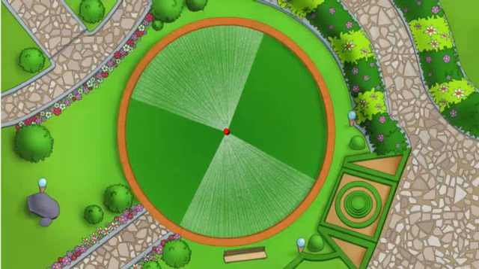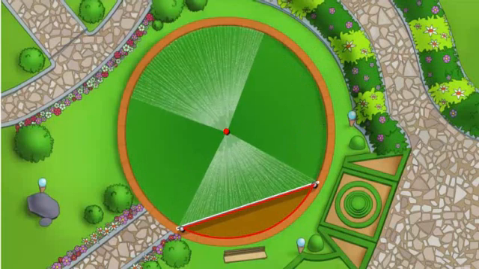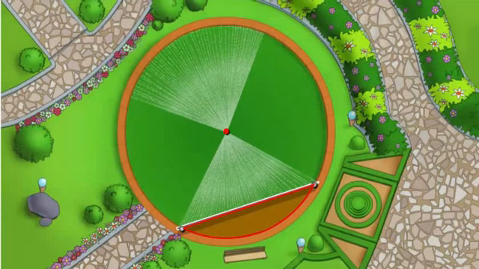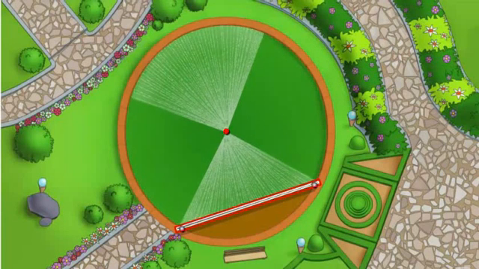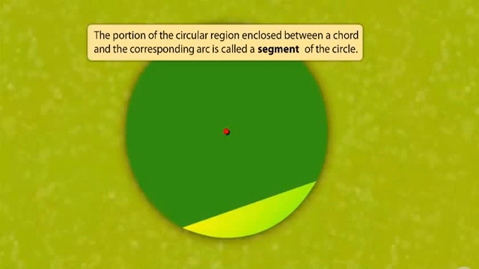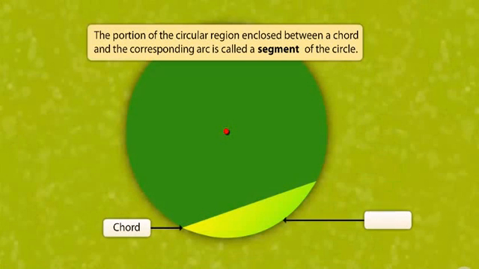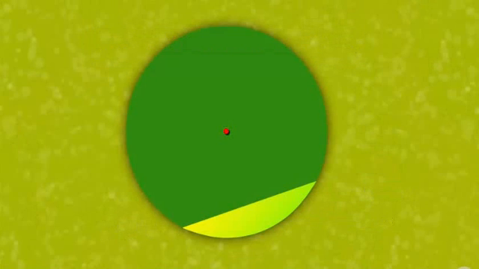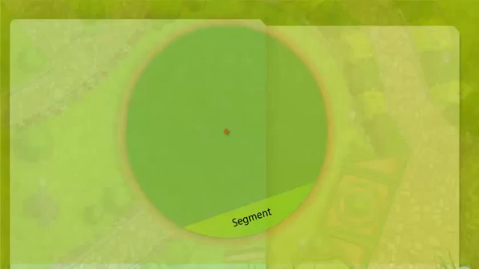Suppose you want to use this part of the sector to grow cacti. As you do not want the water from the sprinkler to reach this part, you have cordoned off this portion by using a waterproof fence along the chord of the circle. This portion of the circular region enclosed between a chord and the corresponding arc is called a segment of the circle. A segment can either be a major segment or a minor segment, depending on their size. Unless specified, a segment refers to the minor segment of a circle.